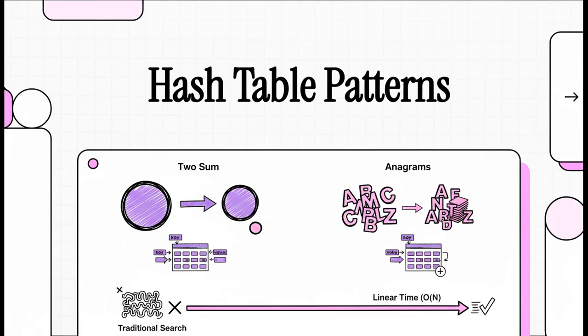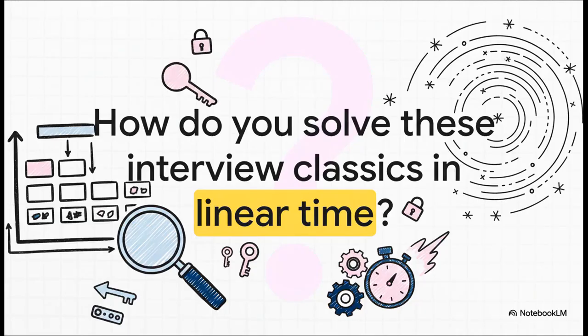What if I told you there's a way to solve some of the most classic, maybe even most dreaded coding interview problems in, like, a single pass? Today, we are going to see exactly how hash tables make iconic problems, I'm talking two-sum and anagrams, feel almost ridiculously easy. So let me just ask you straight up, how do you solve these problems in linear time?